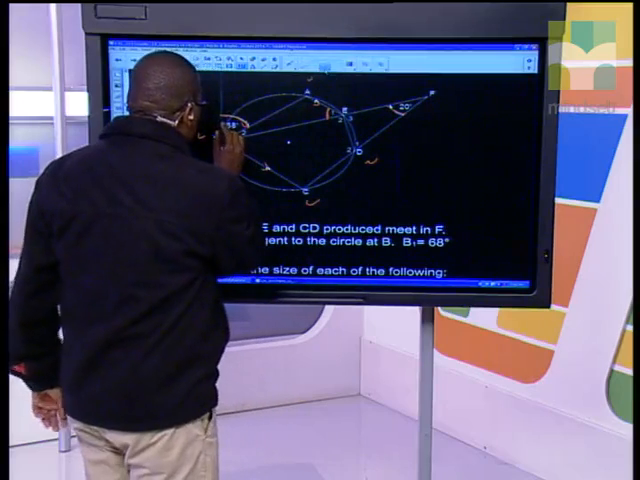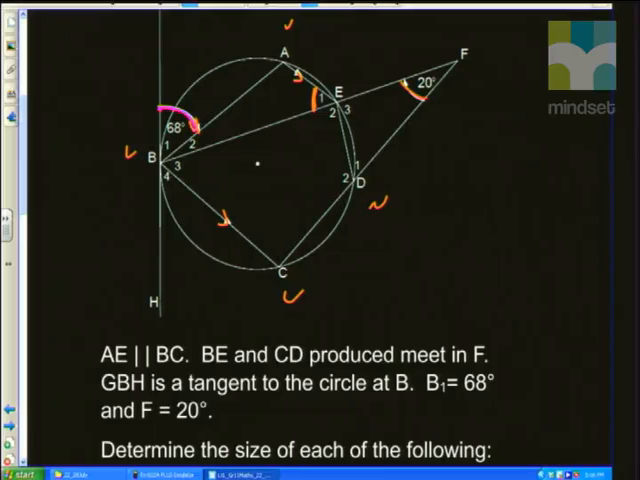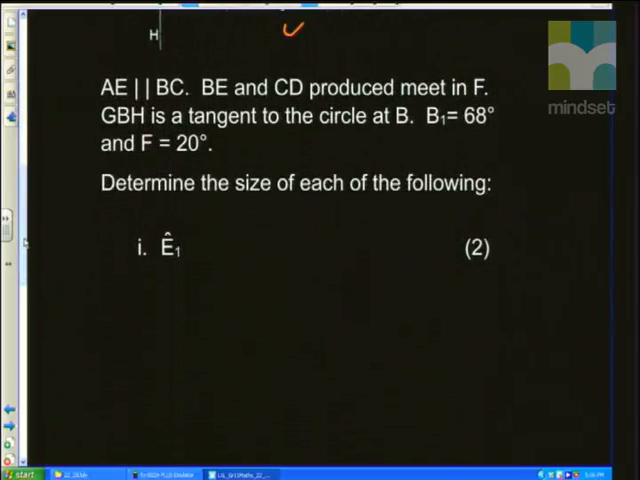We're given a 68 here, so this is 68. This is a tangent, okay? This is the chord, and this is the angle in the alternate segment. So an angle between the tangent and the chord, and you see that you've got a 68 here, and E1, okay? So this is the tan chord theorem. So you'll say E1 equals 68 degrees, and your reason is tan chord theorem.